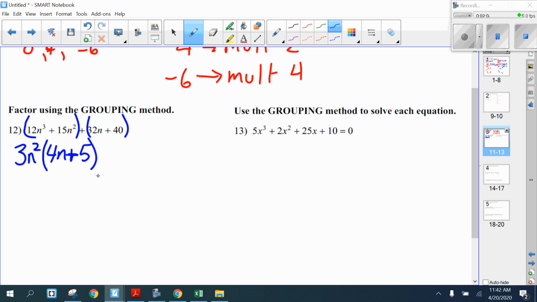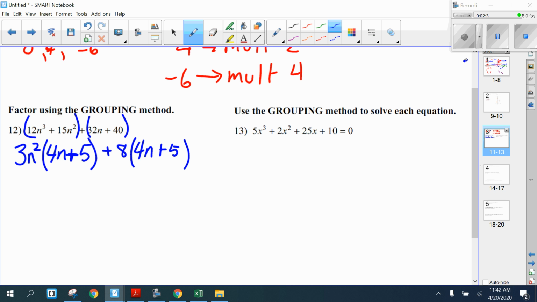The second group, you've got a 32 and a 40. Both of those numbers are divisible by 8, so I'm going to put a plus 8 right there. And if you take out an 8, or think about distributive property, 8 times 4n will get you back to 32n, plus 8 times 5 will get you back to 40. So we've done GCF a couple of times.